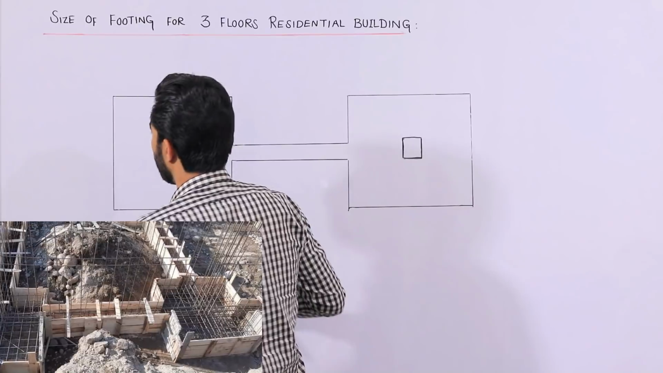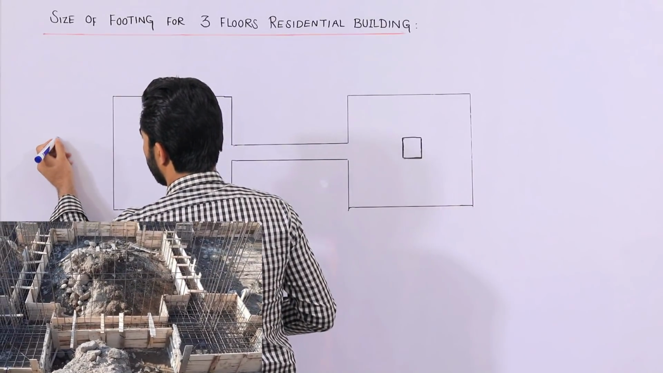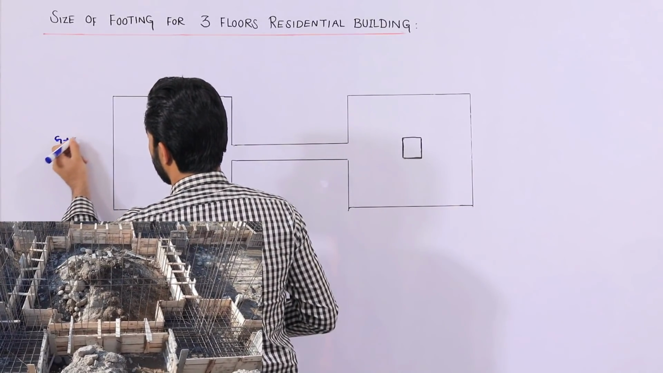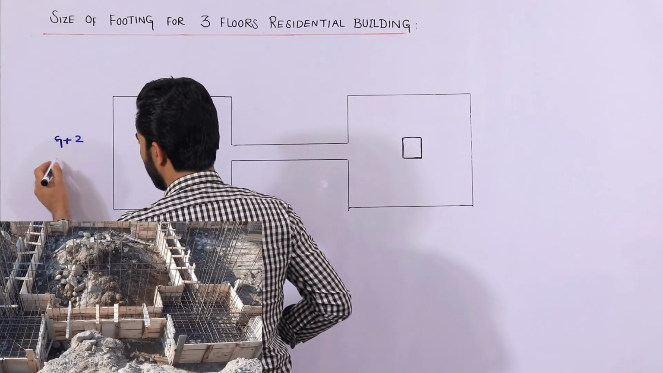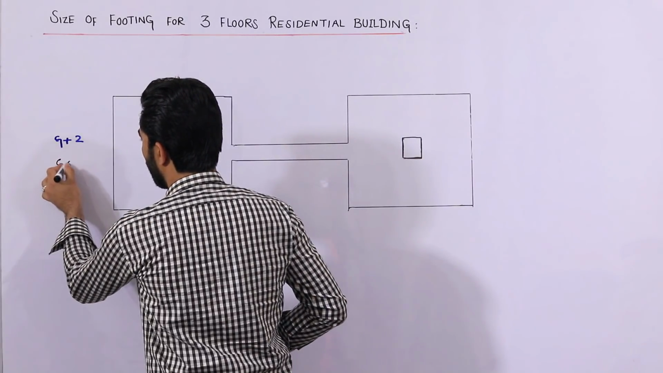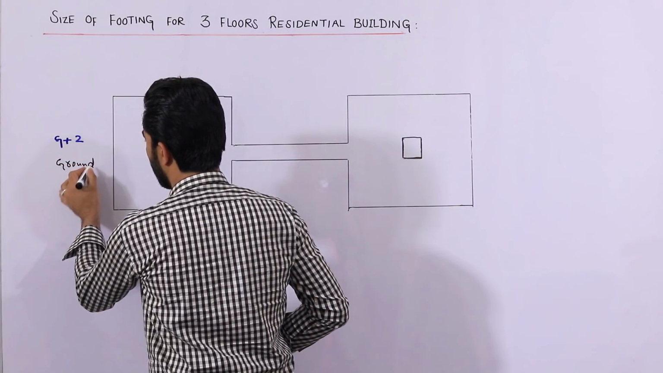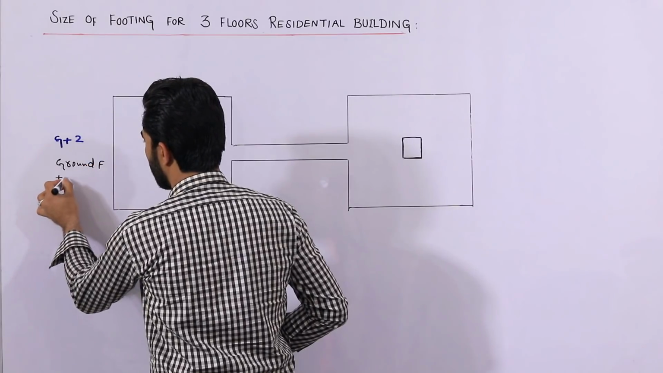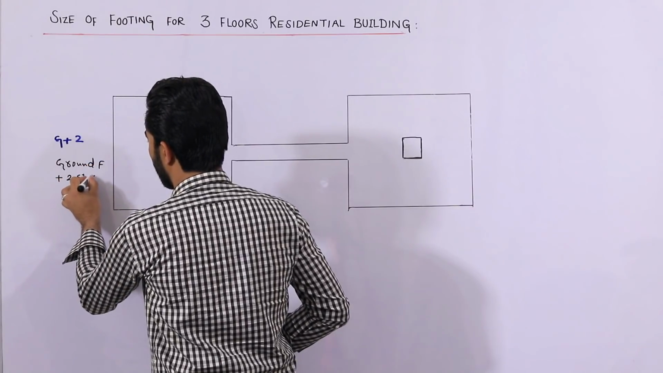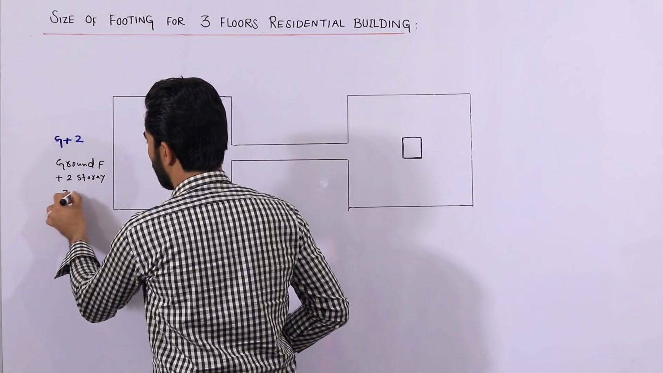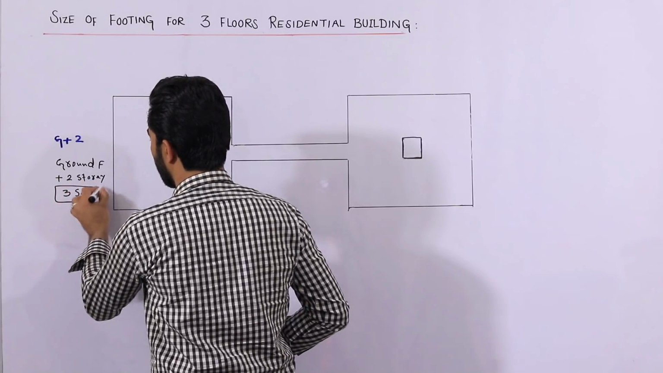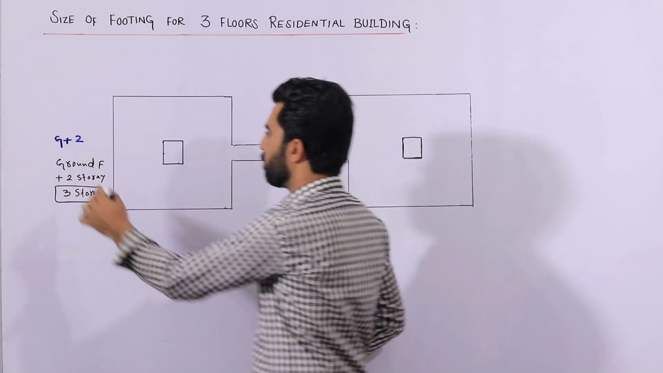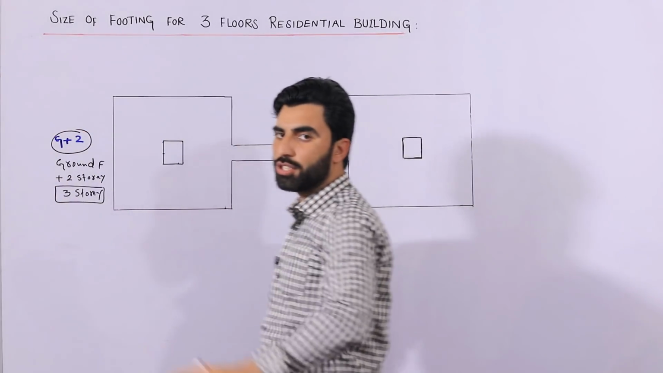G plus 2 story means G plus 2. It means this is ground floor plus 2 more stories. So this is called 3 story. So these are the details for 3 story building, G plus 2 for residential.